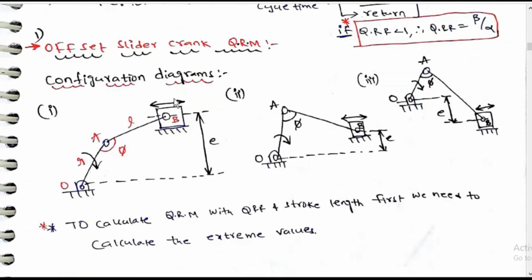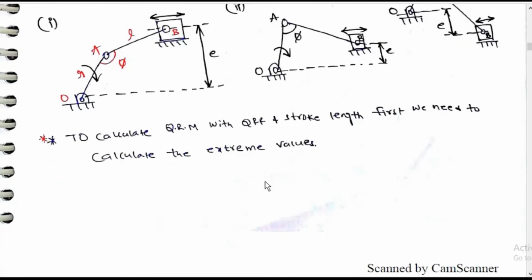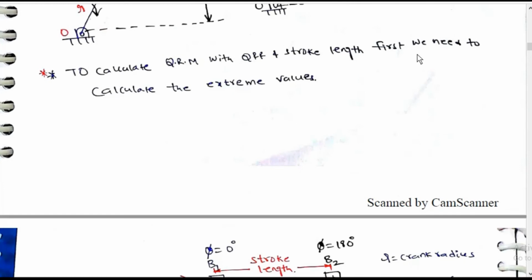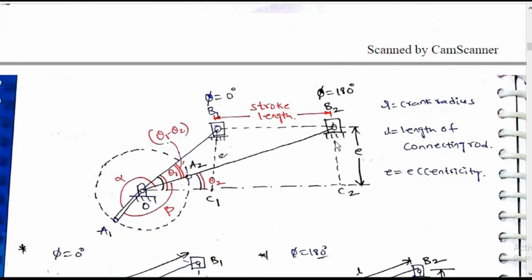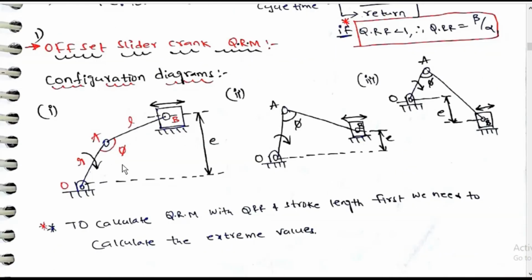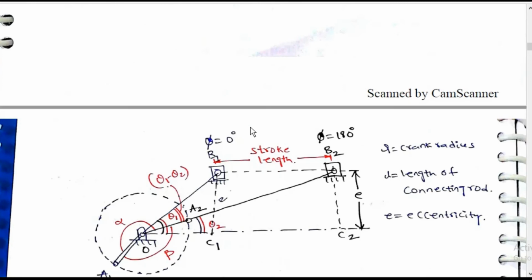Offset slider crank QRM. Configuration diagram: either like this or like this. E can be more, E can be less, or E can be below. To calculate QRR and stroke length, first we need to calculate extreme values. That is, at extreme positions, the crank angle phi is 0 and 180 degrees.